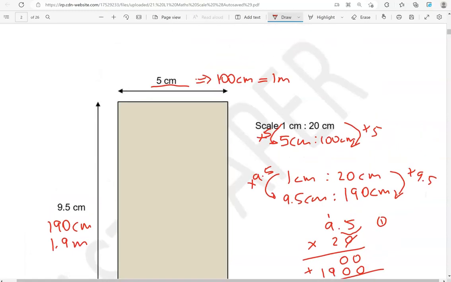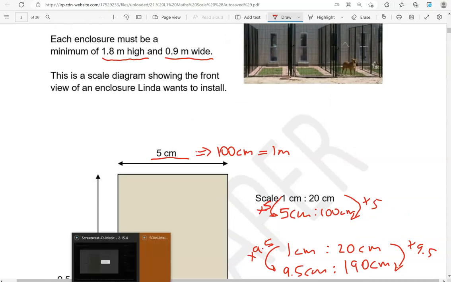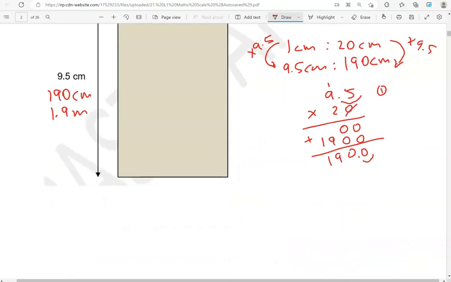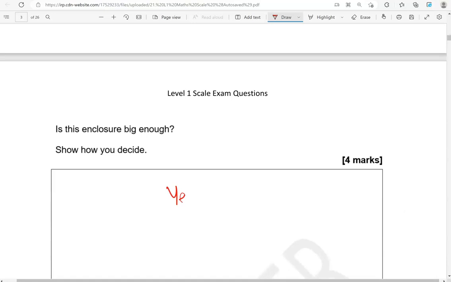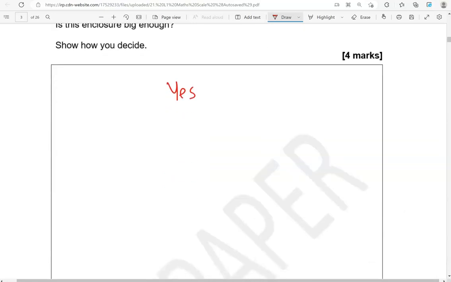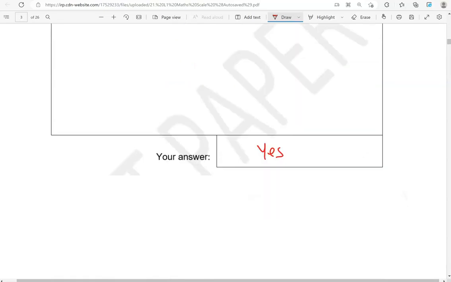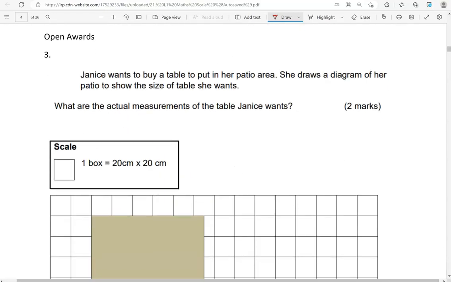So let's compare them now. Minimum is 1.8 and this is 1.9, so that works. And then minimum for the width is 0.9 meters, and in fact this is 1, which is greater. So to answer the question, is this enclosure big enough? We're going to say yes, and we've shown the working out, which in fact you will need to work out, show it here within the box. But I didn't want to scroll up and down, so I did it on that page.